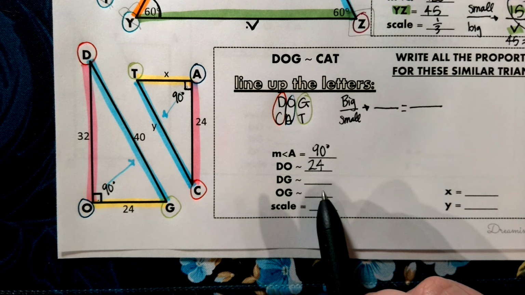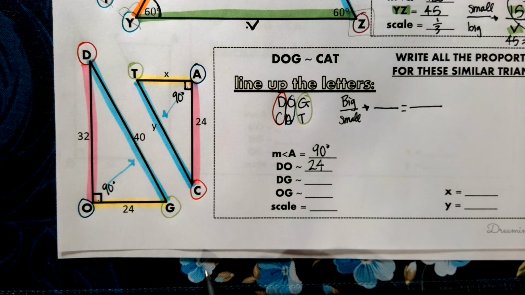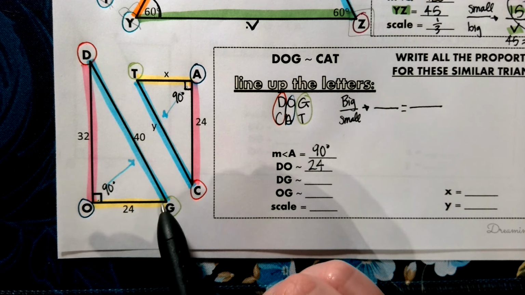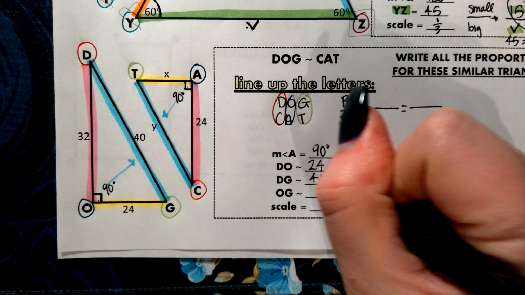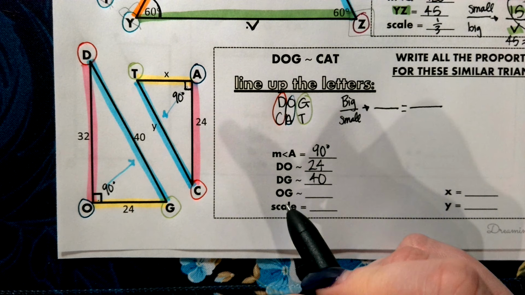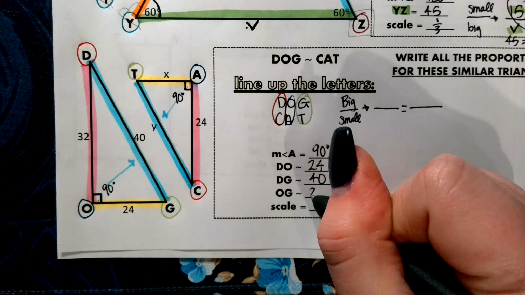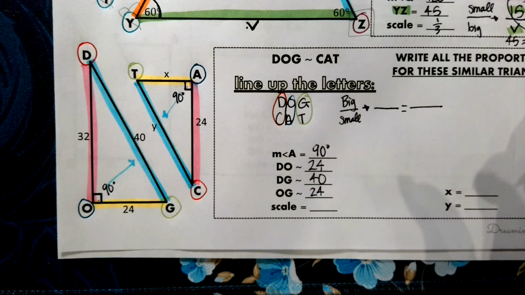But now they want us to find X. Where is X on your shapes? X is my yellow bit up top there. I need to figure out how long side X is. So that means I need to use my yellows. My big yellow is 24. My small yellow, that's my X. That's what I'm trying to solve for.